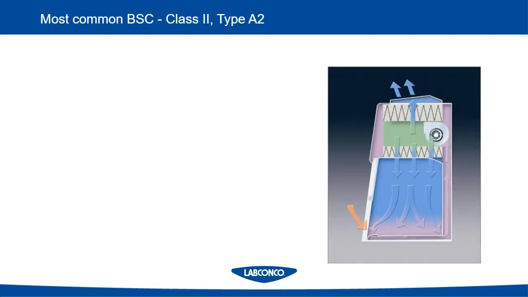The most common BSC that we come across, and the most common that you will find out in the world, is going to be the Class II type A2. I would call this your standard microbiological biosafety cabinet. Okay? This cabinet provides both personnel and product protection, as it is a Class II.